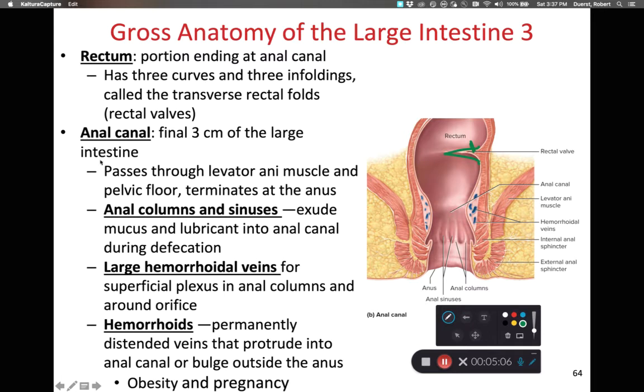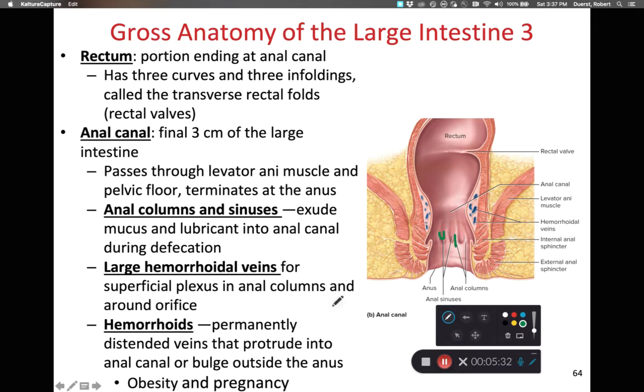As we look at the anal canal, it's about the last 3 centimeters of the large intestine. And those last 3 centimeters are located right down here. We're going to have some anal columns and anal sinuses. Those anal columns are going to be the ridges. The anal sinuses are the indentation. They're kind of like gyri and sulci.